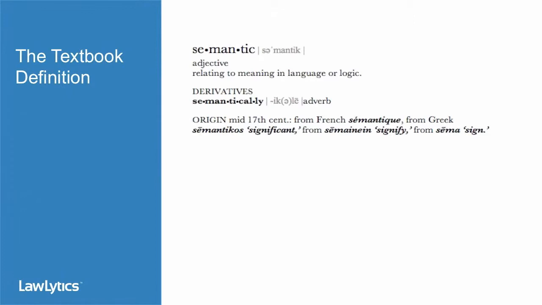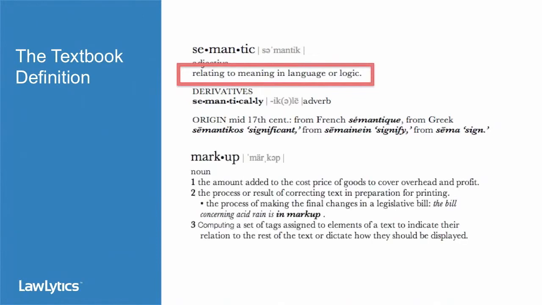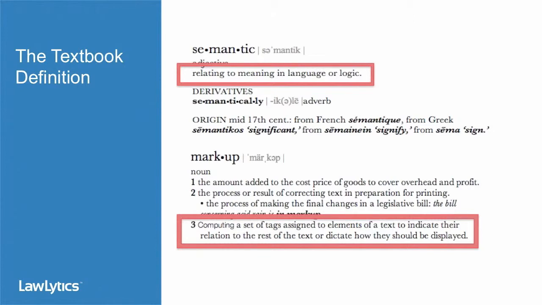Before we get into the finer points of semantic markup, we're just going to start with some simple dictionary definitions. These are going to help us conceptualize what exactly semantic markup is and what it does. Our first definition, semantic, is relating to meaning in language or logic. And markup, when used in the context of computing, is a set of tags assigned to elements of a text to indicate their relation to the rest of the text or to indicate how they should be displayed.